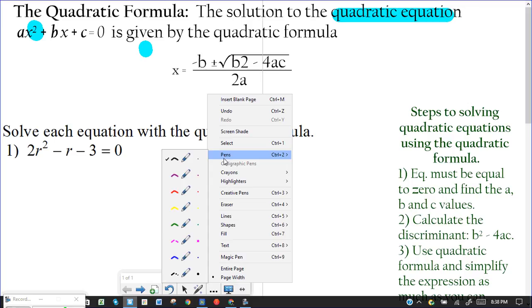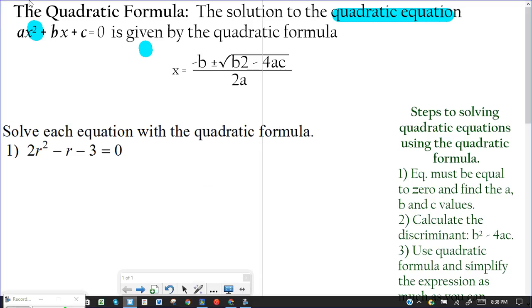If you look in here, whatever's in front of the x squared is your a value. My a value is 2. Now, whatever's in front of the x is your b value. There's nothing written there, but there is a 1 in there. If there's nothing there, we say 1. So this is my b value.